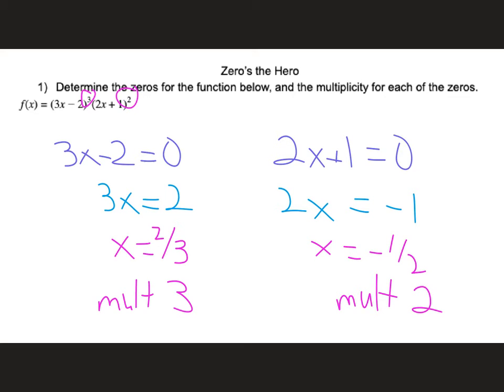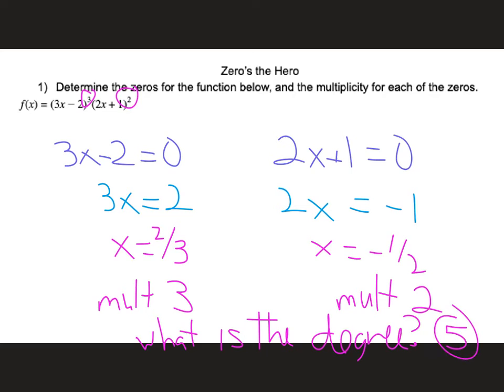Now, if we were to ask, okay, what is the degree, which we didn't, but maybe I want to right now, what is the degree? So what do you think? You should be shouting from the rooftops that the degree is 5, because we have multiplicity 3 and we have multiplicity 2, so that's a degree of 5, because 2 plus 3 is 5.